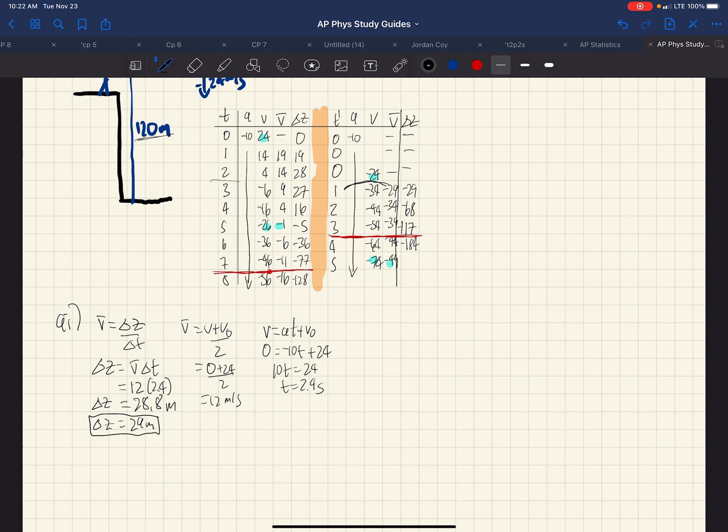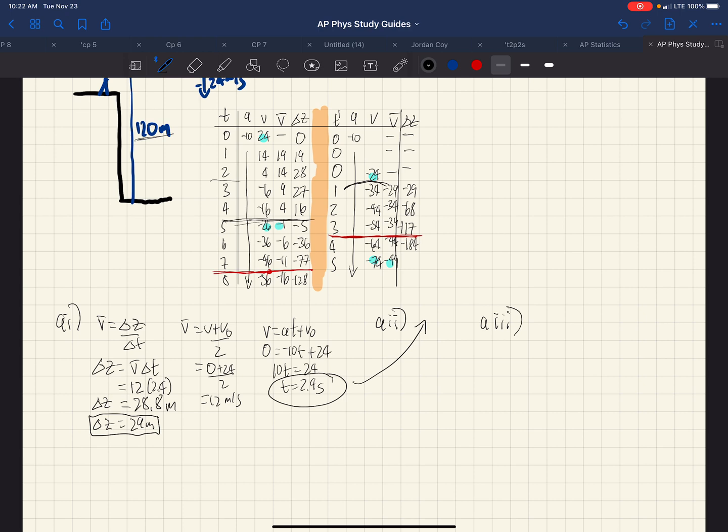So that's A1. A2, how long does it take to reach its maximum height? Well, we've already figured that out. That's 2.4 seconds. A3, how long does it take to return to the same height? Well, we could use our table to get a clue on this, but the same height would be when we were at 0. And so we get to 0 here between 4 and 5 seconds.